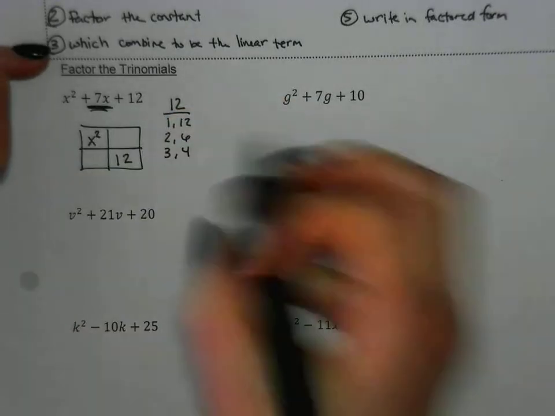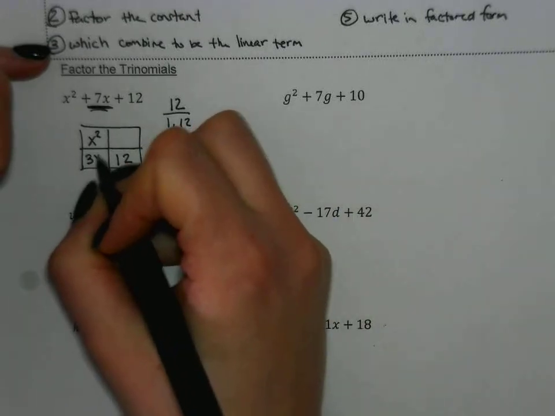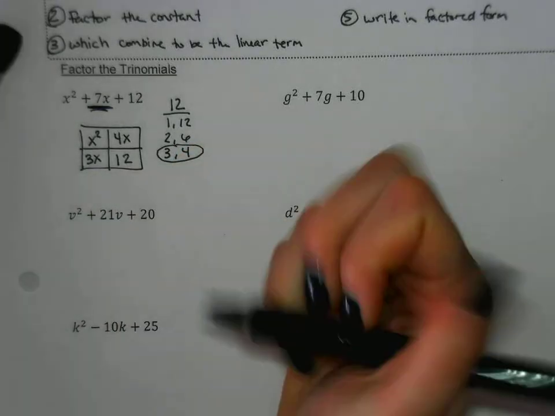So now we want to find which ones will combine together to be our linear term, which is 7x. So right now we know we can use 3x and 4x. So we need to have a positive 3x and a positive 4x, because 3x plus 4x equals 7x.